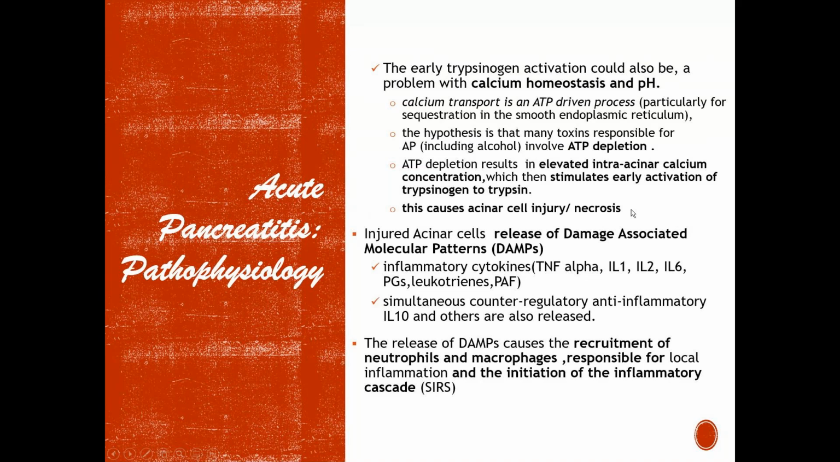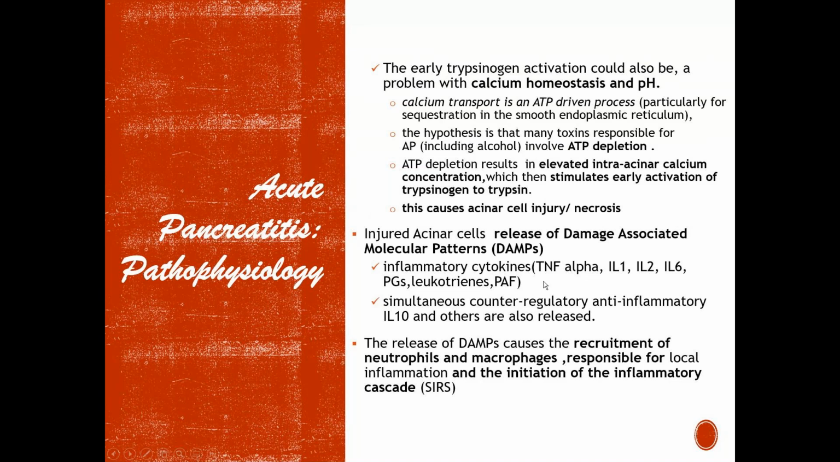So, whether it is co-localization or activation of trypsinogen to trypsin by the increased calcium inside the cell, either way, what is happening? The acinar cell gets damaged, and that leads to release of what we now understand as damage-associated molecular patterns. What we initially understood as cytokines, leukotrienes, etc., that means cellular products which are secreted once the cell gets damaged, are now collectively known as damage-associated molecular patterns, or DAMPs, and that includes the inflammatory cytokines, especially TNF alpha, interleukin 1, 2, 6, prostaglandins, leukotrienes, and platelet aggregating factor.